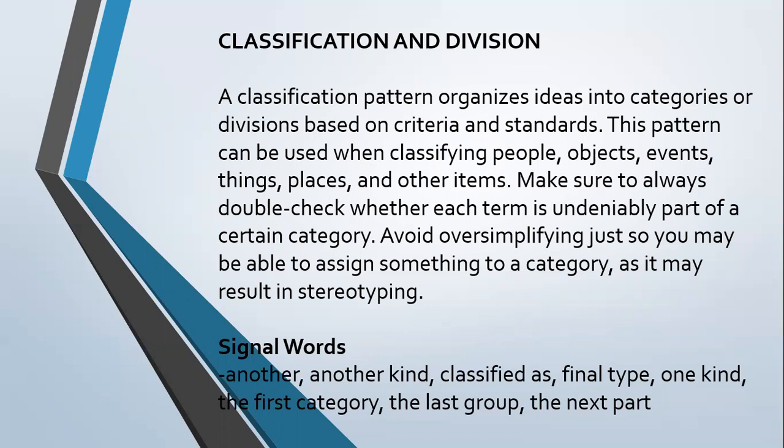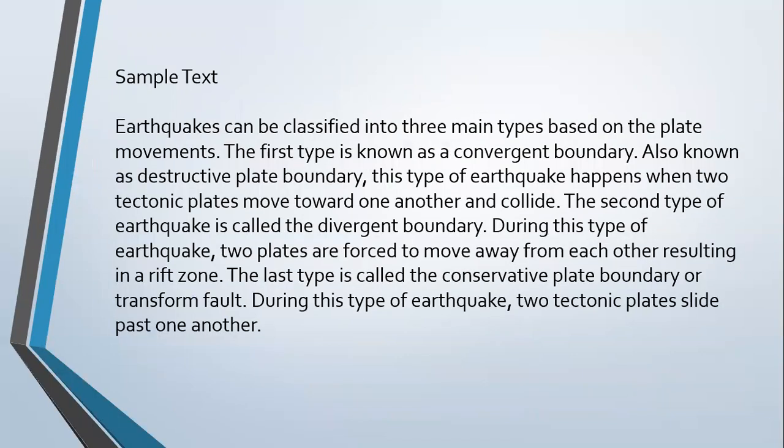The signal words that you may employ are another, another kind, classified as, final type, one kind, the first category, the last group, the next part. Okay, let's look at the sample text. Earthquakes can be classified into three main types based on the plate movements.